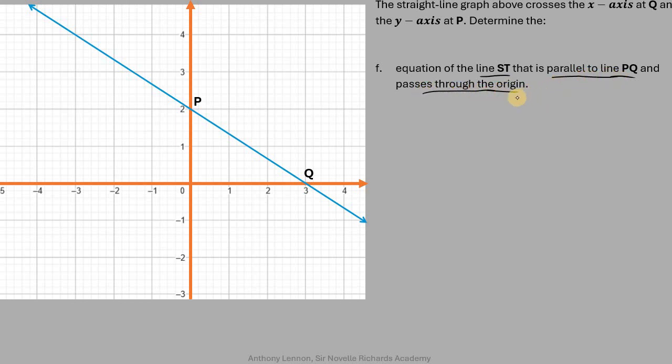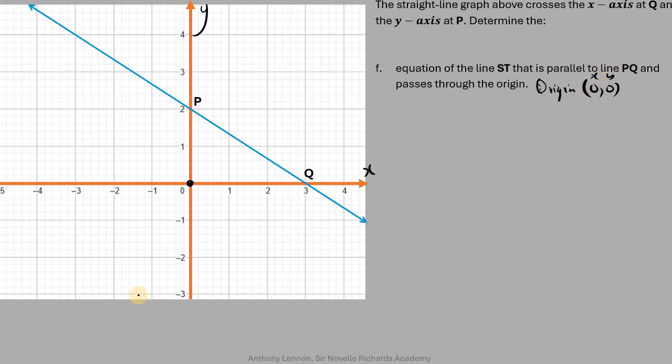Now we have to recall that the origin is where the y-axis and the x-axis intersect. So it's going to be right here. That's the origin right here. The origin has an x-coordinate of 0 and a y-coordinate of 0. So the origin has coordinates (0, 0), because the origin is a point. It has an x-coordinate and a y-coordinate.